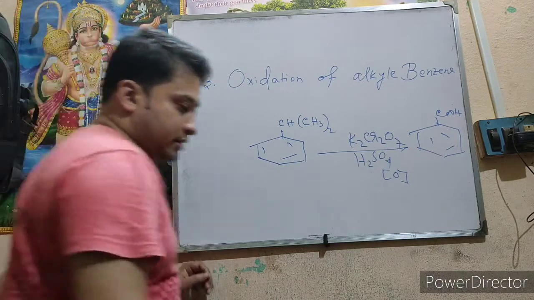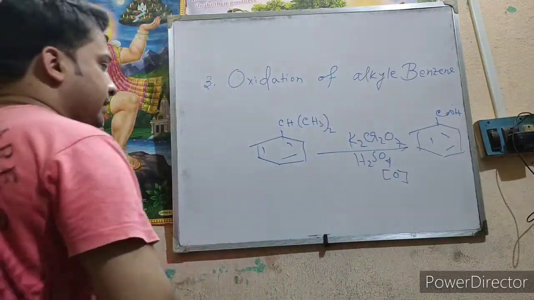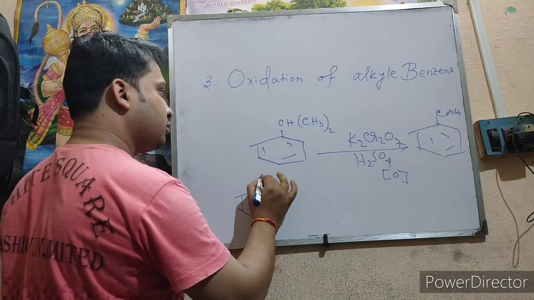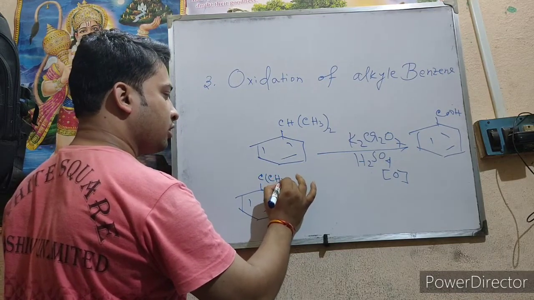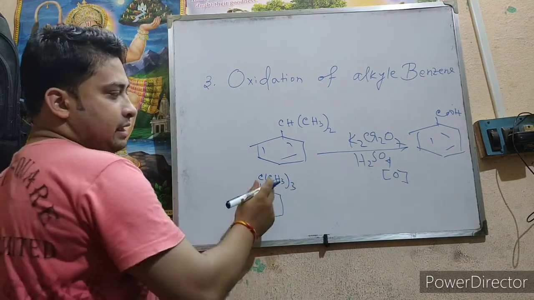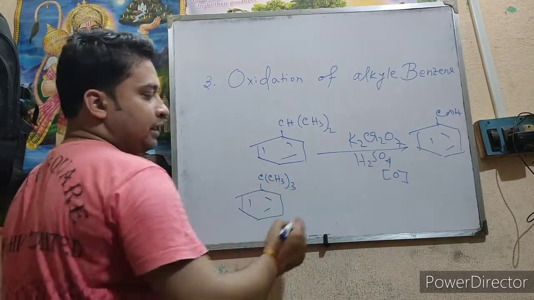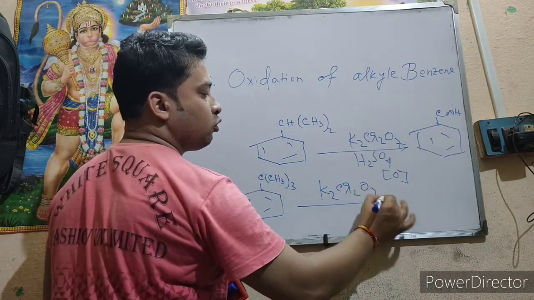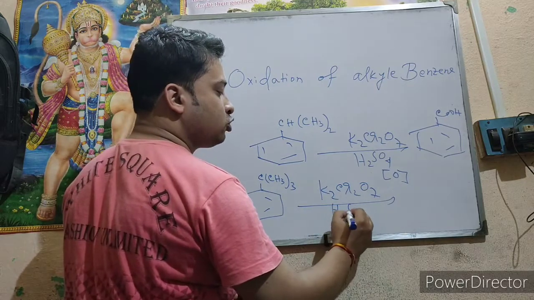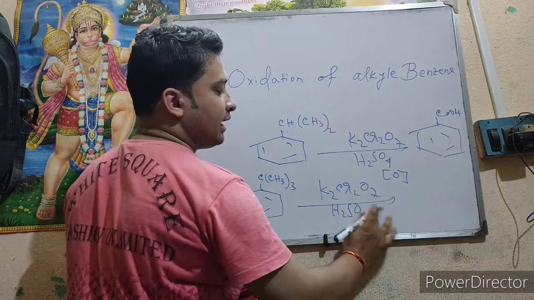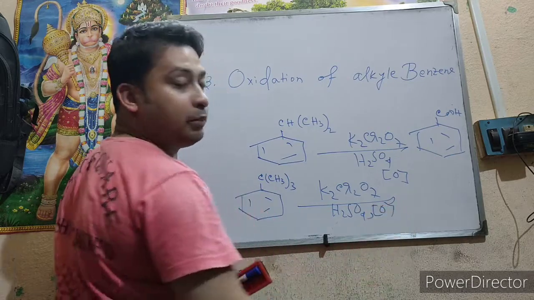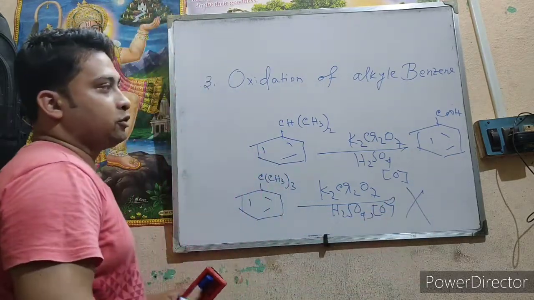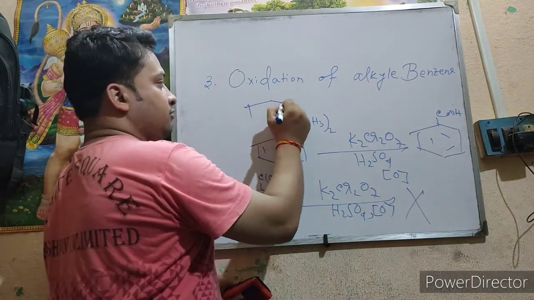Okay, but if you take the third group, CH3 whole 3. If you take this tertiary group and you want to react it with K2Cr2O7 and H2SO4 with the help of German oxygen, you don't get any product.